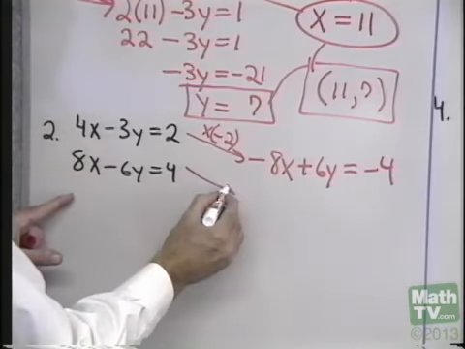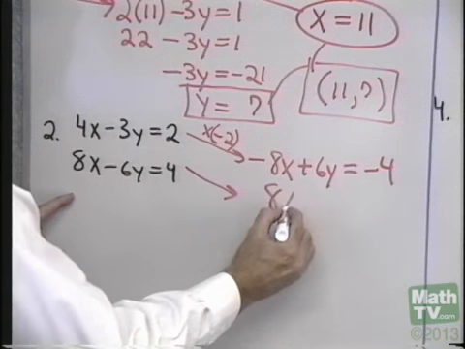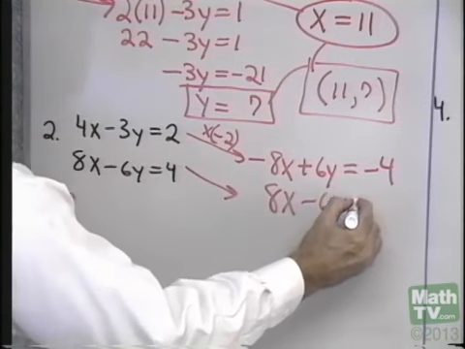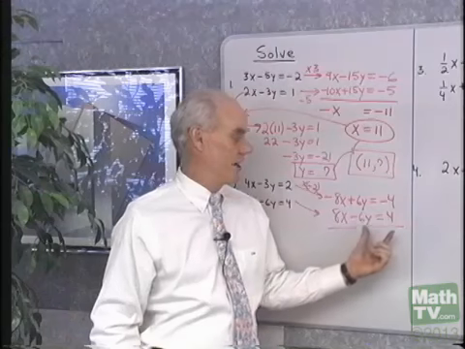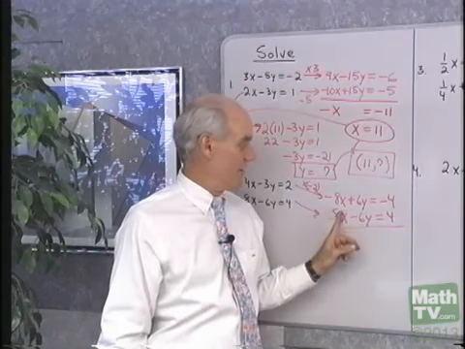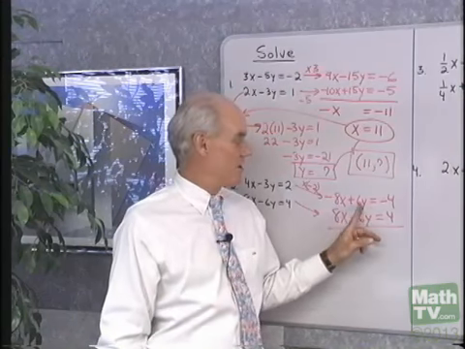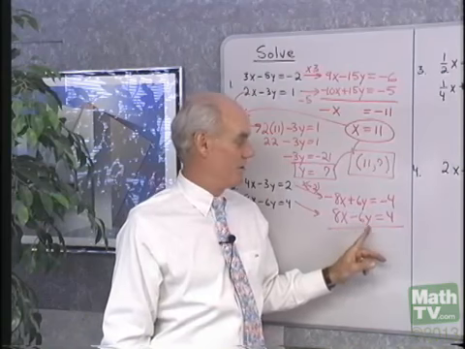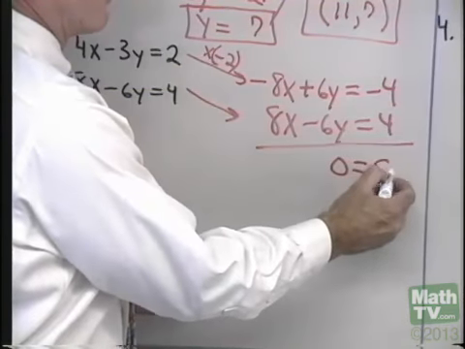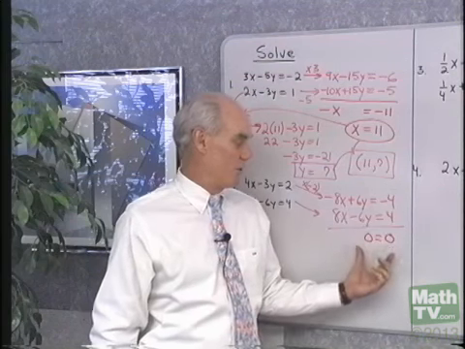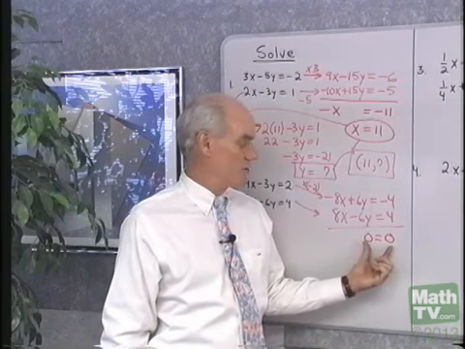The bottom equation, I'll just have no change in it. So it's 8x minus 6y is equal to 4. Now look what happens when I add the left and right sides of these equations together. Negative 8x plus 8x is 0. 6y plus negative 6y is 0. So I have 0 equal to negative 4 plus 4, which is 0. I end up with both variables being eliminated and a true statement.